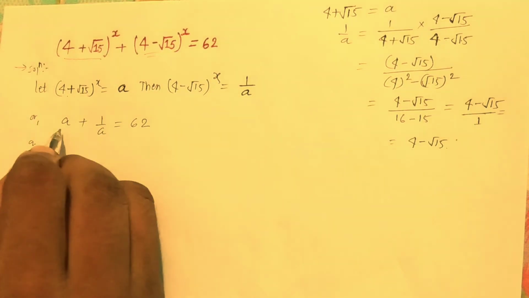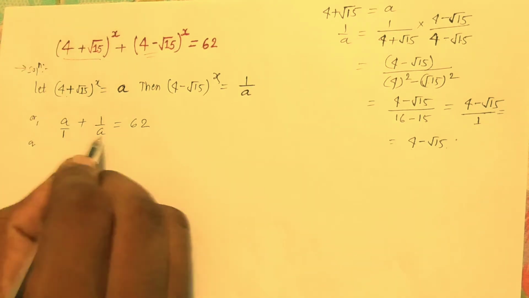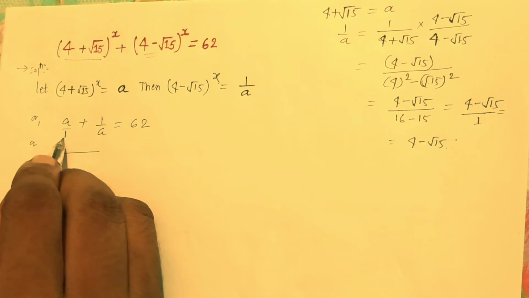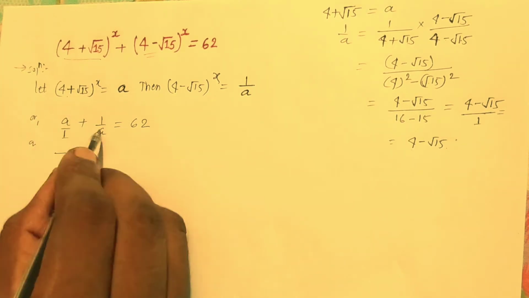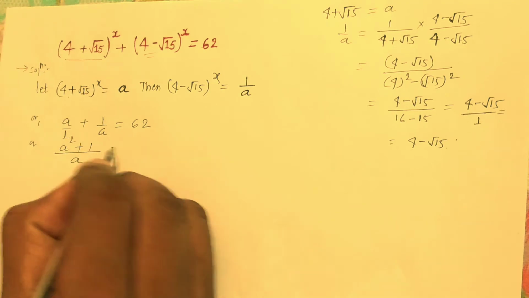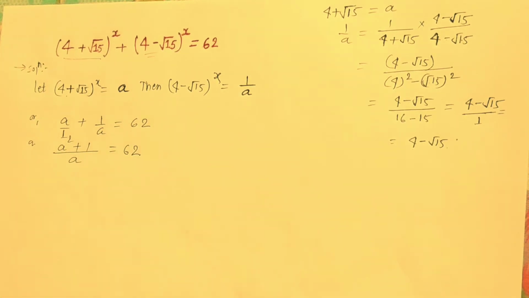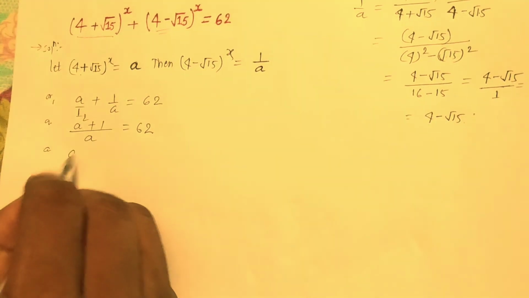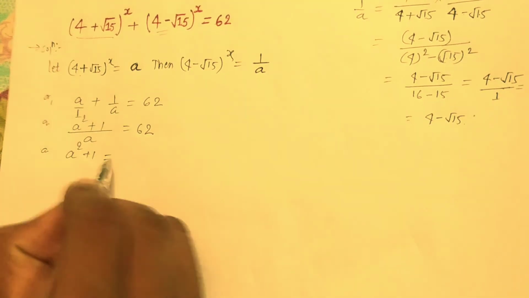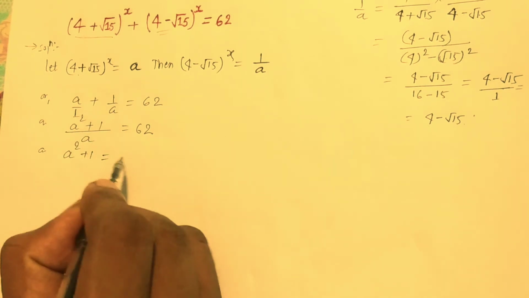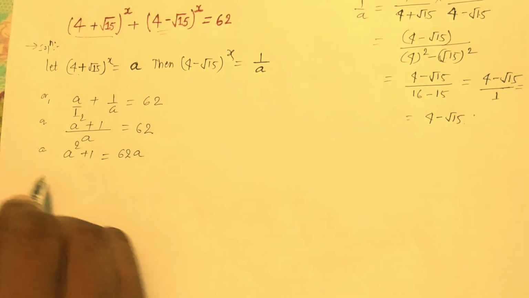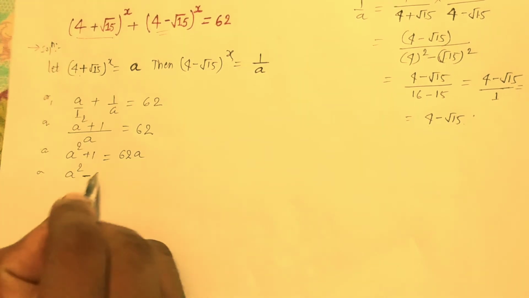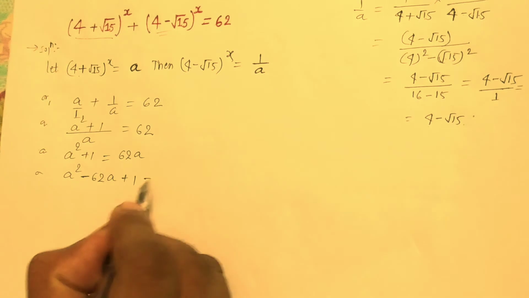Now here is nothing, it means you can put 1 and then take their LCM. The LCM of 1 and a will be a, and a times a means a square plus 1 is equal to 62 a. Now we can cross multiply. So a square plus 1 is equal to 62a, and bringing 62a to the other side, a square minus 62a plus 1 is equal to 0.